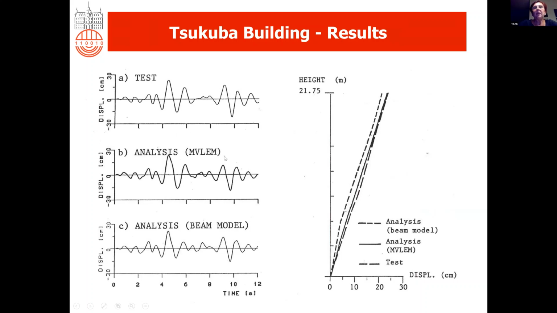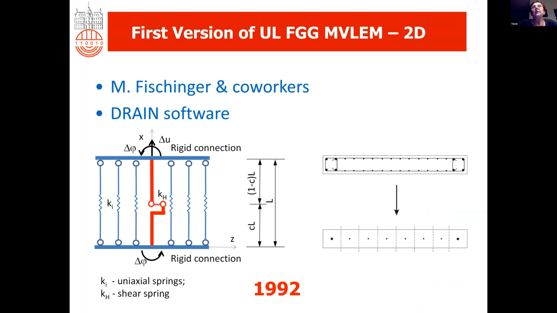So this first version of the model was available in the Drain software, and as I already mentioned, it was developed and then extended with the research team. The leader was Professor Fischinger.